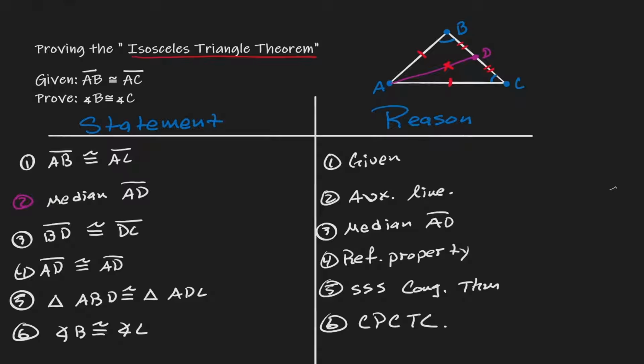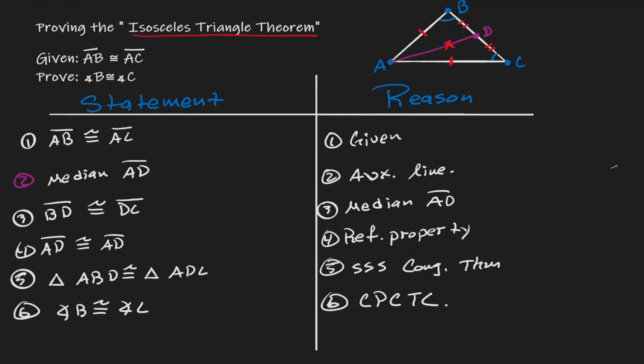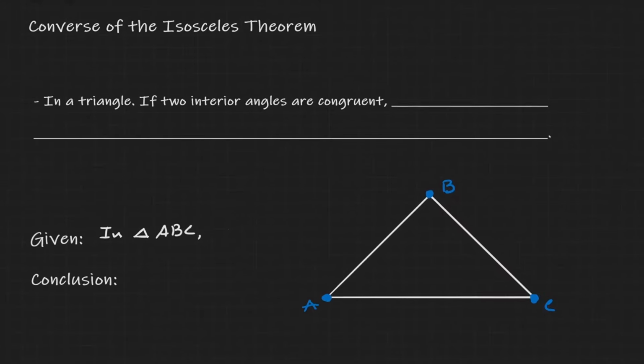The reason why those angles which are opposite of congruent sides are congruent is because we have two congruent triangles and corresponding angles are congruent. So notice the order of this theorem. Here we are saying if we have two congruent sides, then we have two congruent angles. And that's what we define as the isosceles triangle theorem. But now, the converse, it's also true.